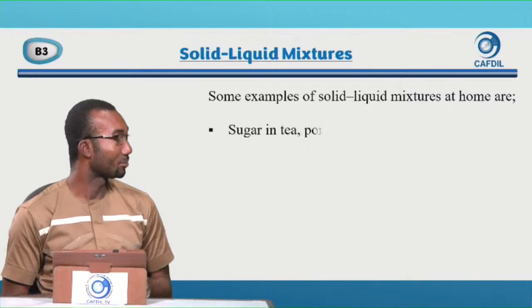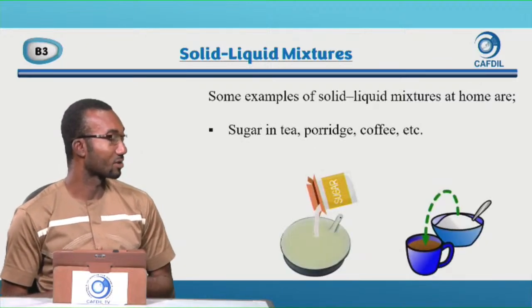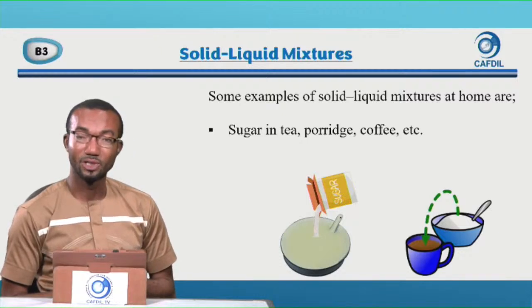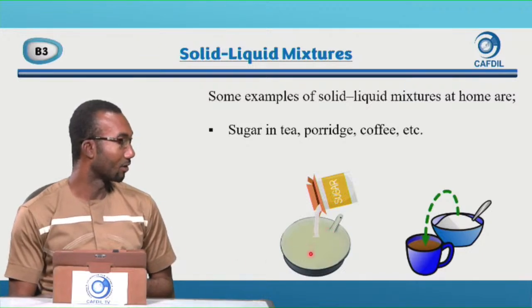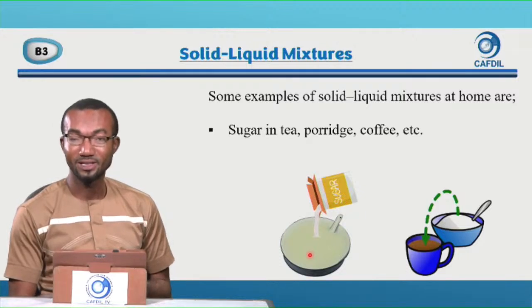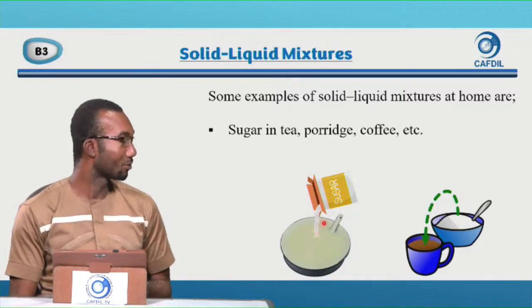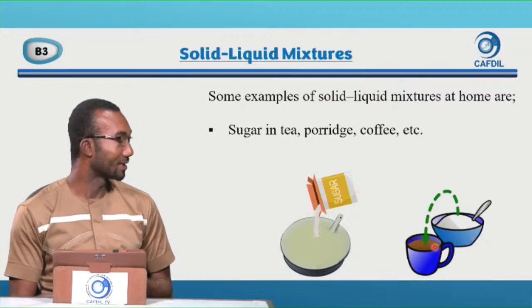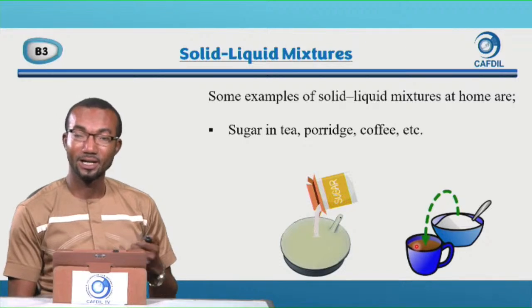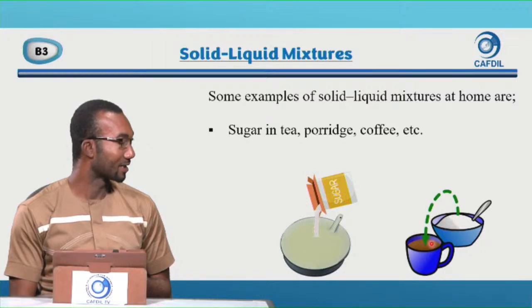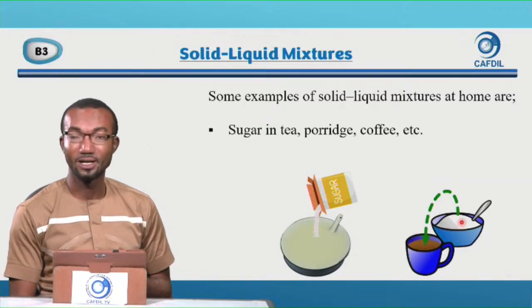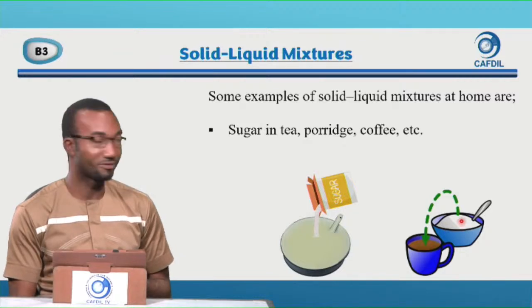Let's look at some examples of solid liquid mixtures at home. We normally make these mixtures almost every day. This is my porridge or cocoa. I'm putting sugar inside, so the porridge is liquid and the sugar is solid. So we make this type of mixture almost every day. If you don't take cocoa or porridge in the morning, you can take tea, whether Milo, a tea bag or any other beverage. If I put sugar, this is liquid and this is solid. The sugar is solid. So we do this almost every day at home.